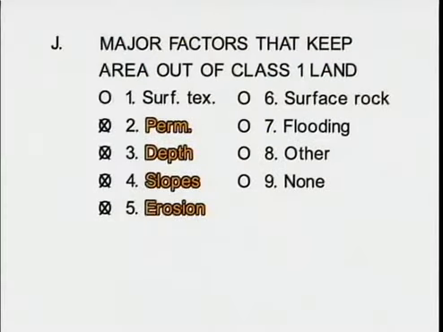Under climatic, it tells us that we need 140 days or more to be Class 1 land. In this situation, we have a 120-day growing season. So we should have marked the item number 8, other, because our growing season is too short for this to be considered Class 1 land. Now, just for the purpose of this exercise, let's take a look at the other factors that could have kept it out or caused us to check item number 8 under factors keeping it out of Class 1 land.